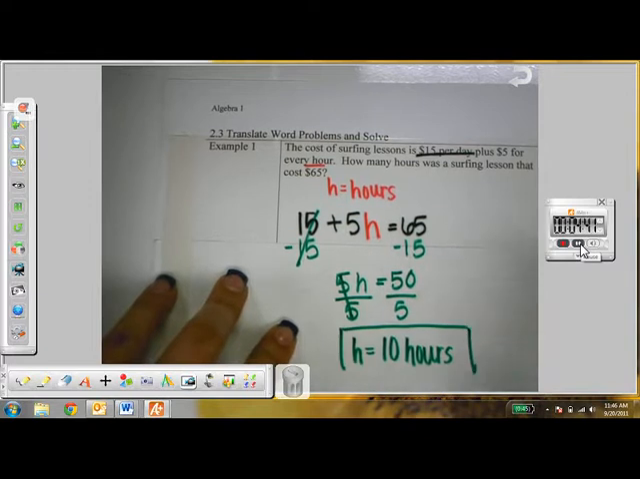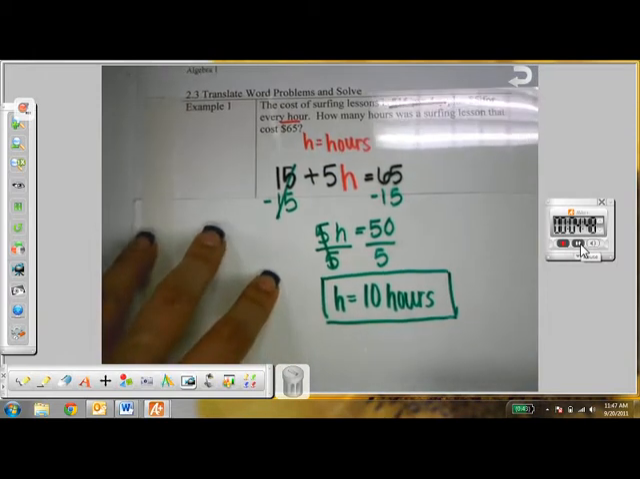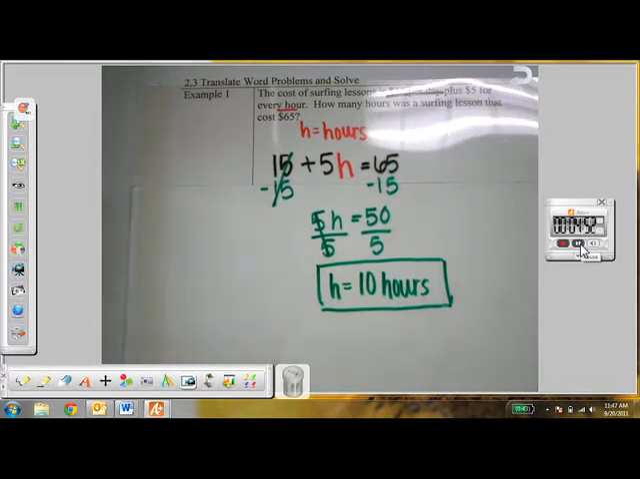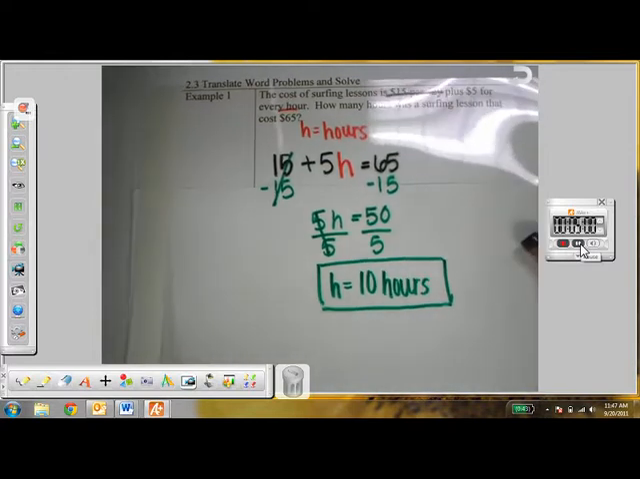Solving the equations is everything that we've been practicing so far. The hardest part in these is being able to translate it, so figure out what it is we are trying to solve. Okay, so far so good? All right, let's look at example 2.